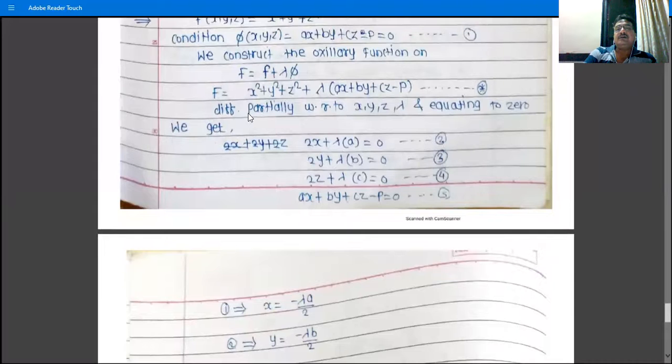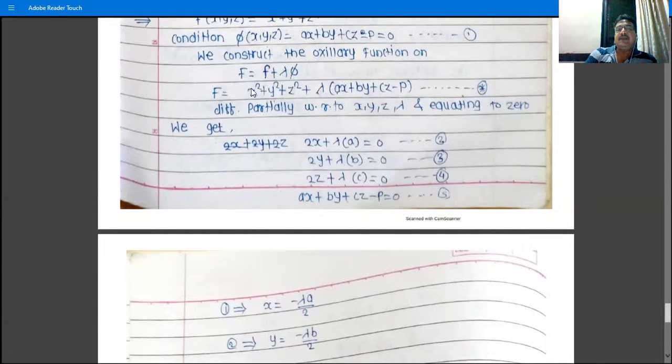Then differentiate this equation star partially with respect to x, y, z and lambda, and equate with 0. Differentiating with respect to x, we have 2x, the derivatives of y square and z square are 0, plus lambda a = 0, that is 2x + λa = 0. This is equation number 6. Similarly, take the derivative with respect to y and equate to 0, and the derivative with respect to z of equation star and equate to 0.